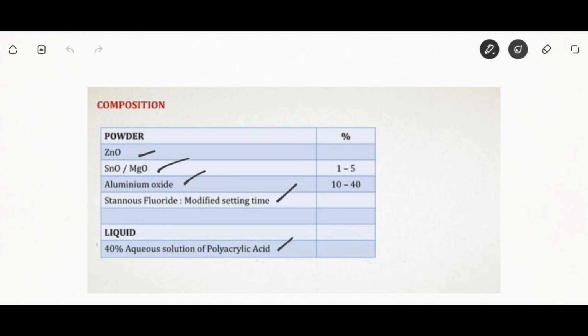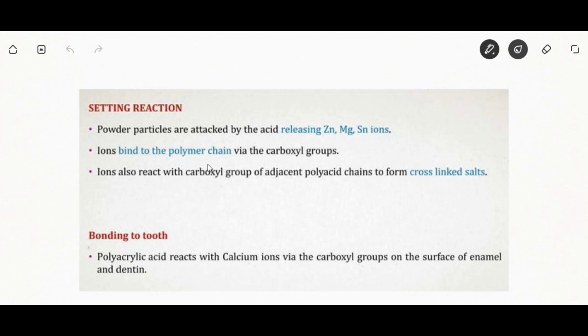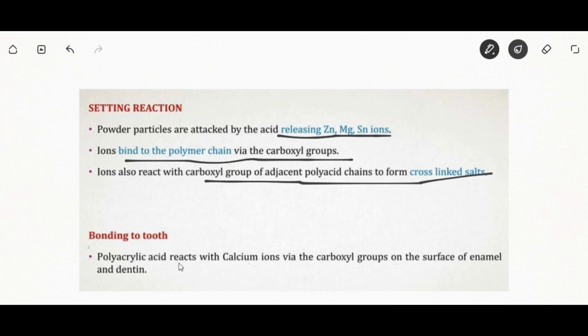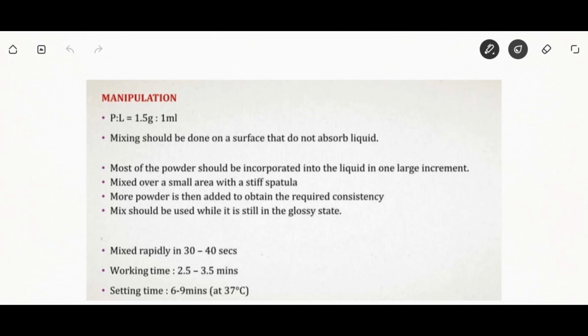The powder particles are attacked by the acid releasing zinc, magnesium, tin ions. The ions bond to the polymer chain via carboxyl group. Ions also react with the carboxyl group of adjacent polyacid to form cross-linked salts. So the polyacrylic acid reacts with the calcium ion via the carboxyl group on the surface of enamel and dentin.